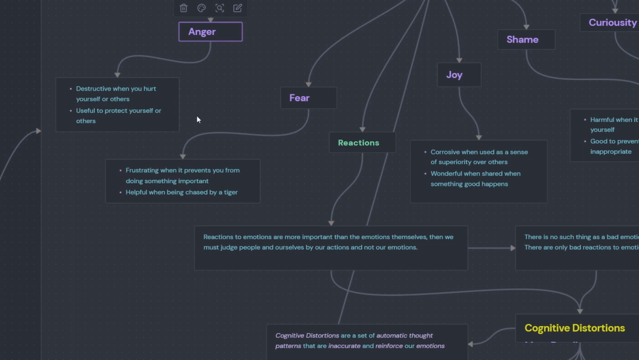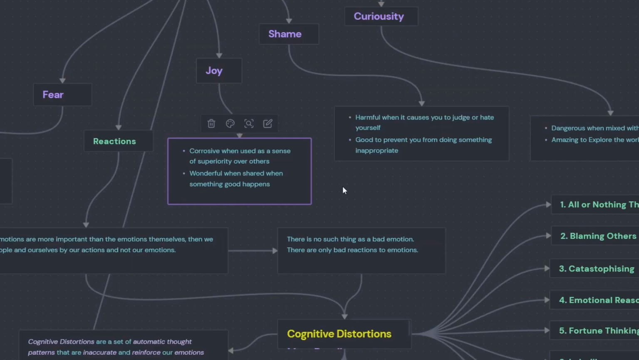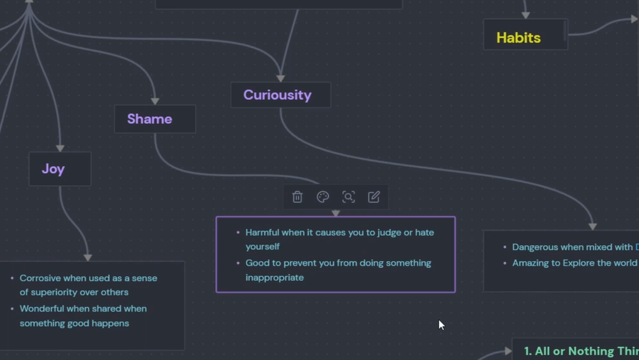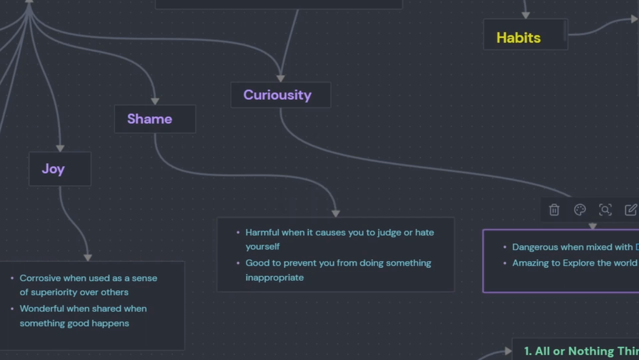Fear is frustrating when it prevents you from doing something important, but fear is helpful when you're being chased by a tiger. Joy can be corrosive when used as a sense of superiority over others, wonderful when shared when something good happens. Shame is harmful when it causes you to judge or hate yourself, but good to prevent you from doing something inappropriate. And curiosity is dangerous when mixed with desires, but amazing to explore the world and life.